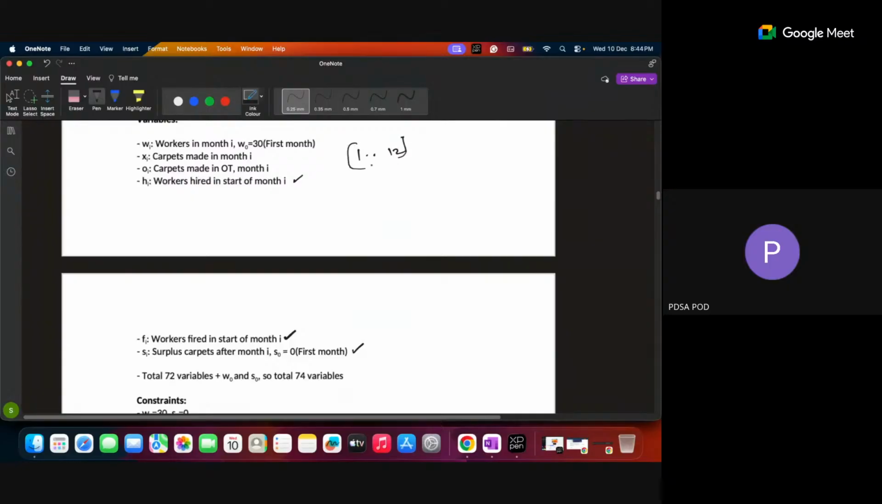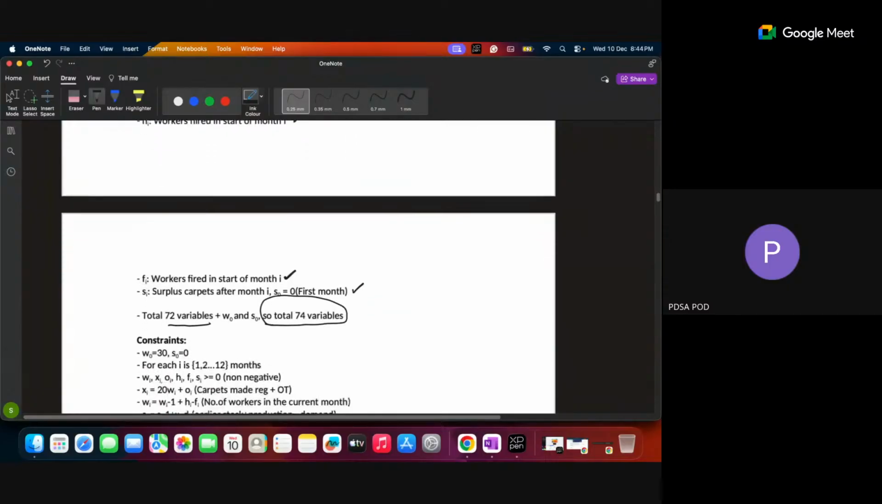That's the reason it's totally 72 variables you are using. It looks like W, X, O, H, and F, but each one contains 12. So 72 variables plus W0 and S0, because the starting month variables are always fixed. Totally it is going to be a combination of 74 variables.